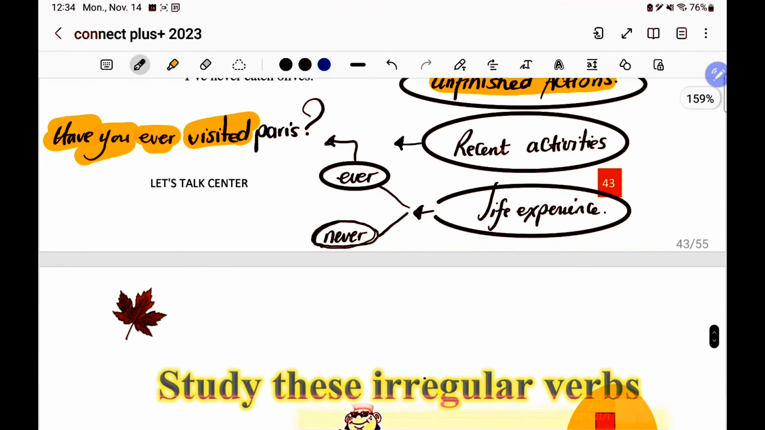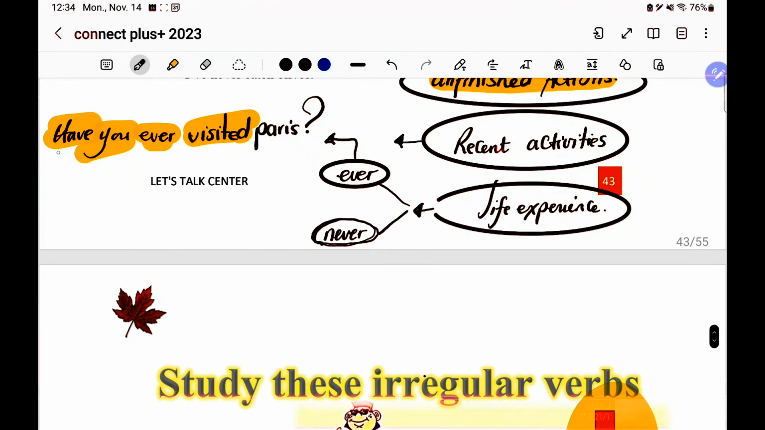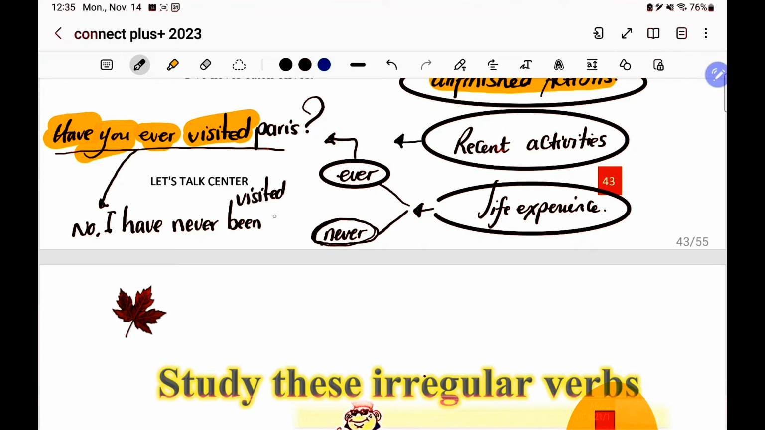هنا أنا بسألك على حاجة أنت هل عملتها in your lifetime، اللي هو في حياتك، اللي هو هل عمرك أنت زرت باريس؟ Have you ever visited Paris? طب لما تيجي تجاوب على السؤال ده بالنفي هتيجي تقول مثلا No, I have never been or visited Paris. يعني لا أنا عمري ما رحت باريس.